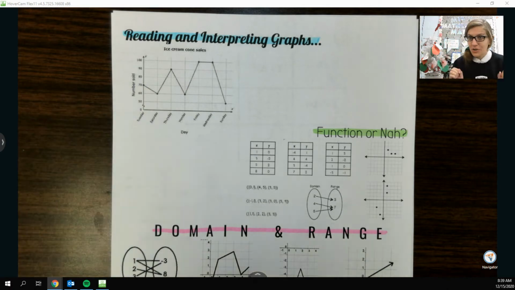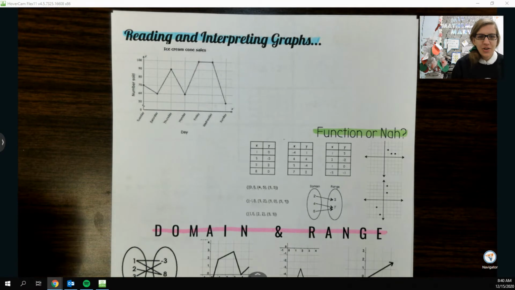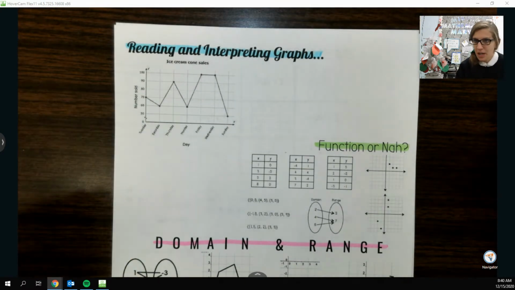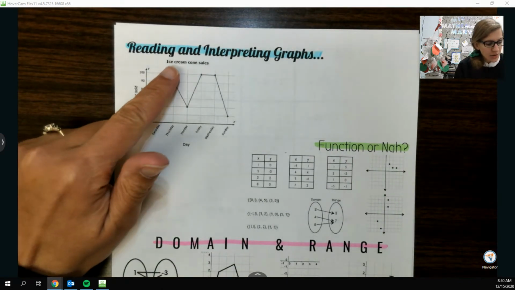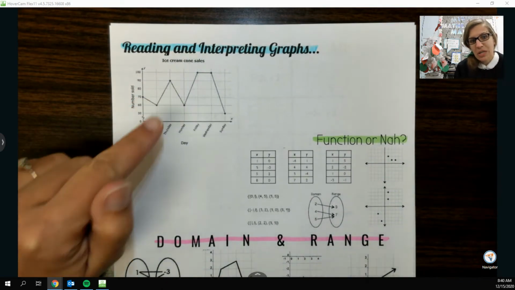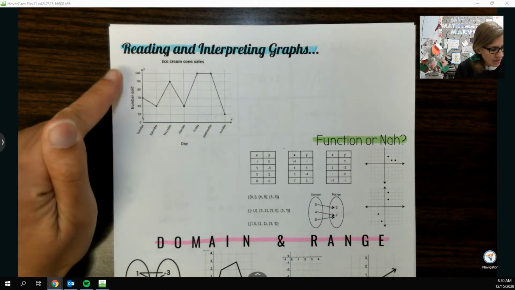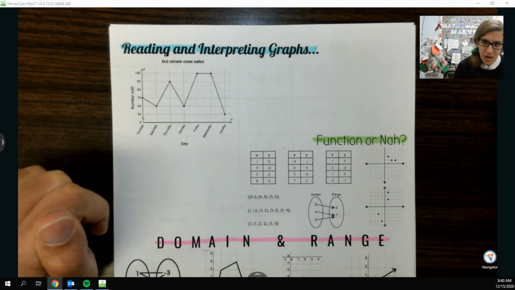All right, guys, we're going to do a crash course on Chapter 4, Study Guide. So the first thing that we talked about was reading and interpreting graphs. So looking at this graph here, I need to notice a couple of things. First of all, this is about ice cream cone sales. And along the bottom, we have days of the week. And then along the side here, we have the number of ice cream cones sold.